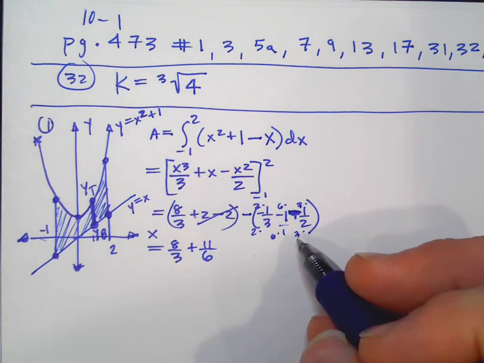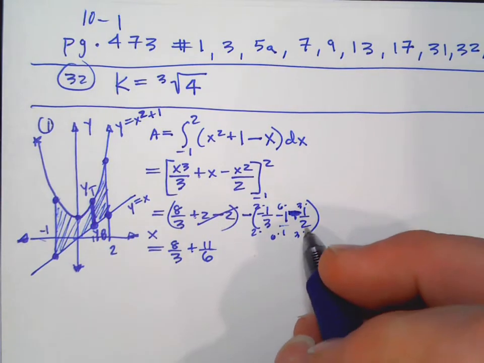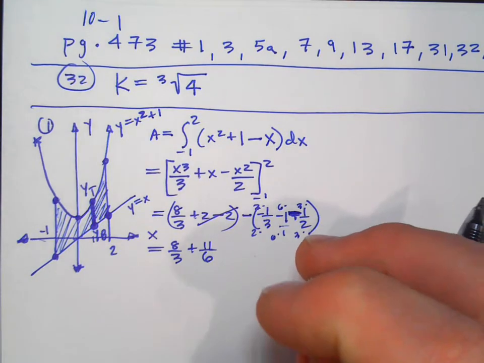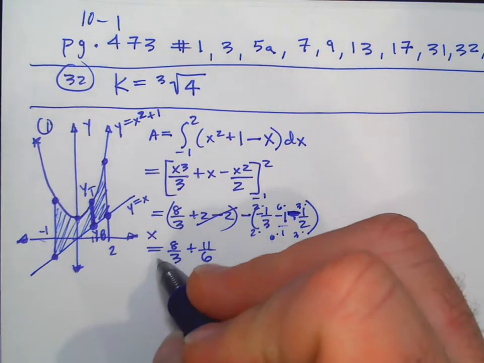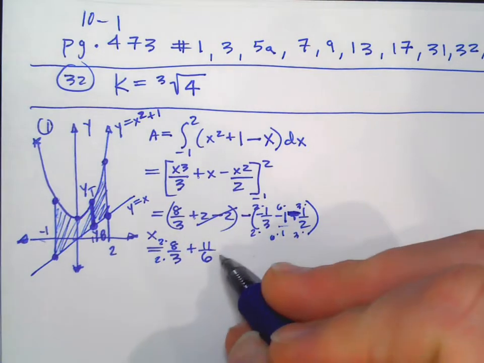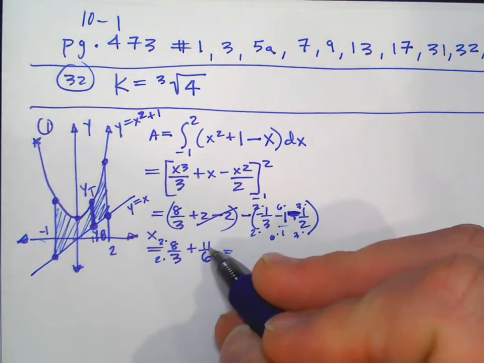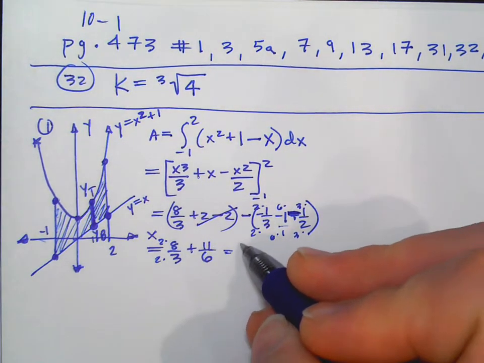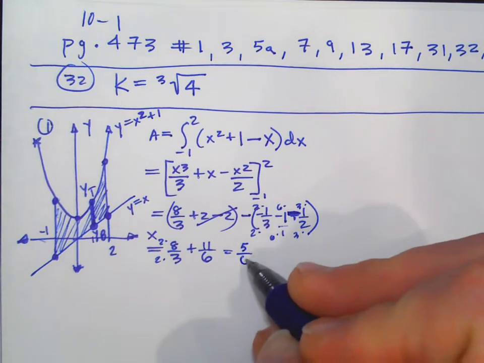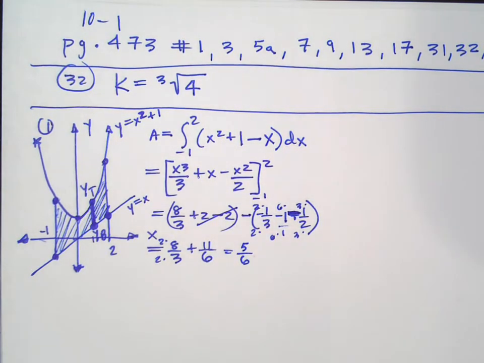Getting a little different answer. And oh, you know what? I think I combined some things in some different ways. Okay. So then it comes down right here. It's going to be 16 minus 11 is 5 over 6. This is a totally different answer. Okay, let's double check our work real quick.